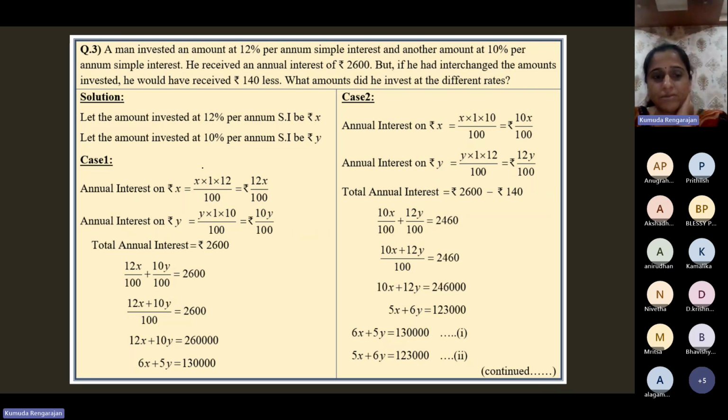So when you take time as 1 year, it is the annual interest. We call it simple interest, no? It's the simple interest, and it's the yearly interest, because we have taken the time as 1 year, since the annual interest is given here.